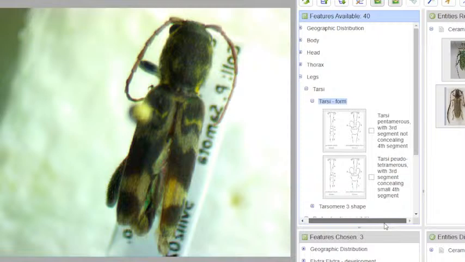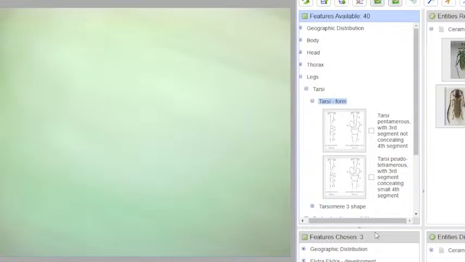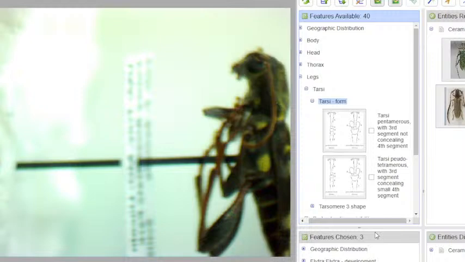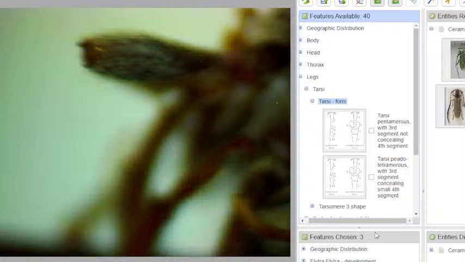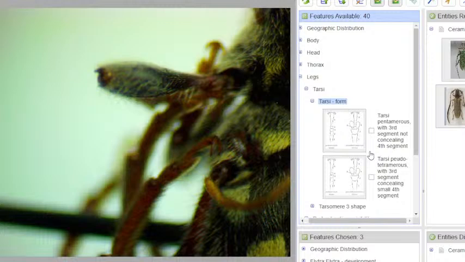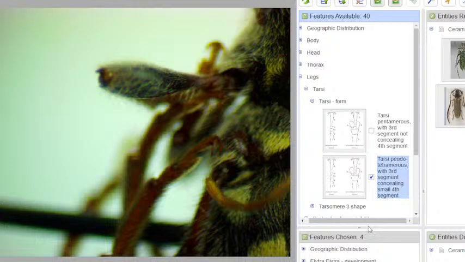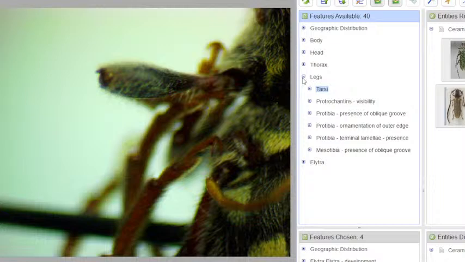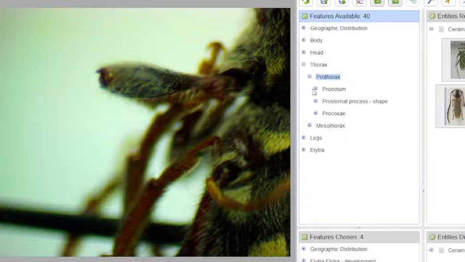I wonder if we can see this on him. Legs, and this one's a little bit difficult to see, but it has this third segment concealing the fourth. Tarsi pentamerous with third segment not concealing the fourth, or with third segment concealing. I wonder what the big difference is going to be, why Disteniidae is still hanging out here.